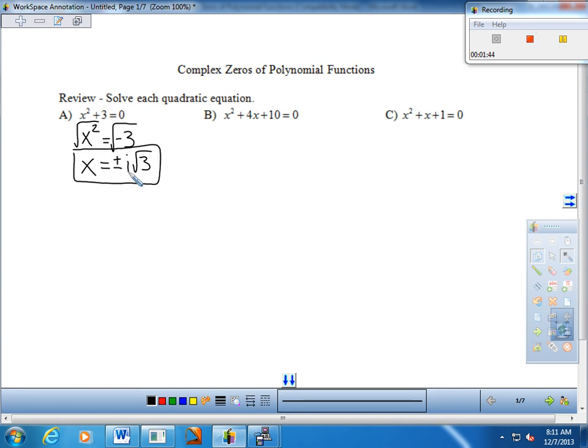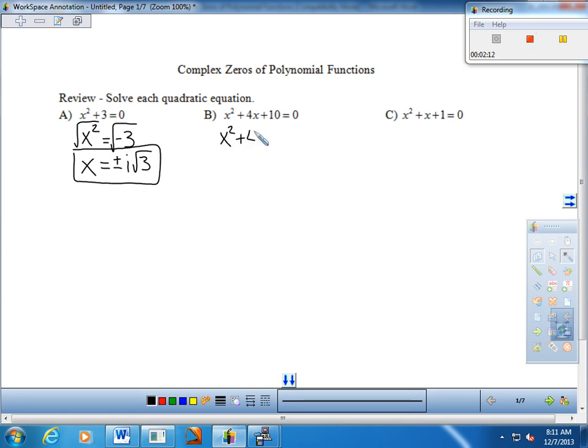Let's go ahead and do part B, a little more difficult in nature. I can't undo the square, of course, because of this 4x right here. I would tell you up front that this does not factor. And so I think we're left to completing the square in order to get the exact values here. So let's go ahead and do that.